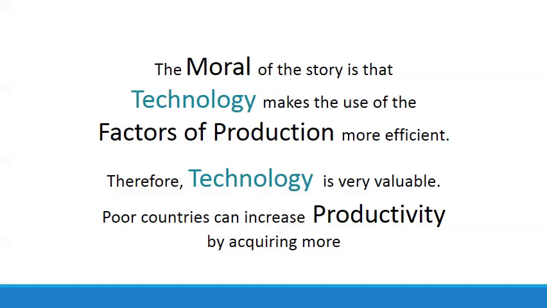Poor countries can increase productivity by acquiring more technology. The single biggest export for the United States now is information technology. It's our knowledge that people want to acquire. It's our knowledge of technology, and that's what they want to acquire.